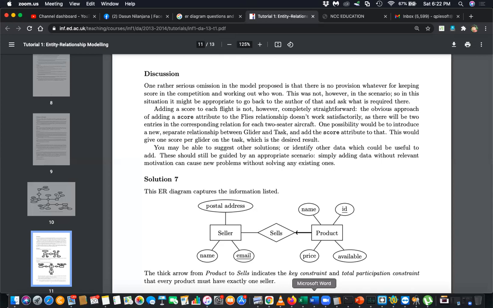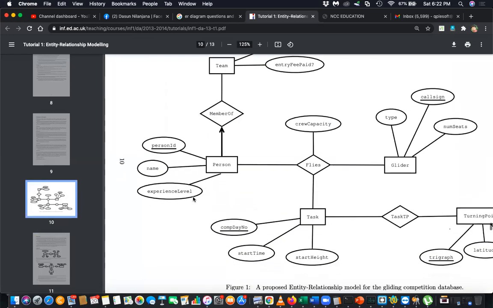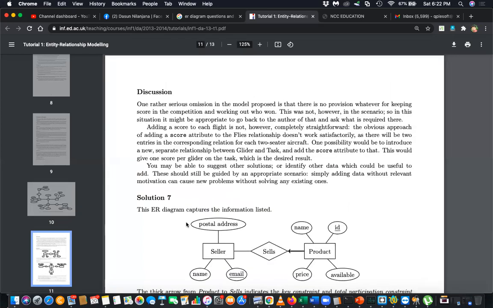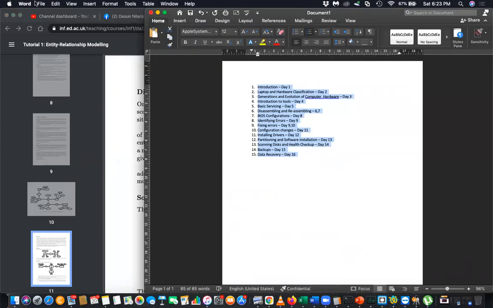The relationship between entities, the participation, right? Participation in the relationships. We have to say participation in the relationship. How many are participating, right? For one seller, how many products? Something like that. Here also cardinality is dropped, but it's okay. So let's go to the last week note.